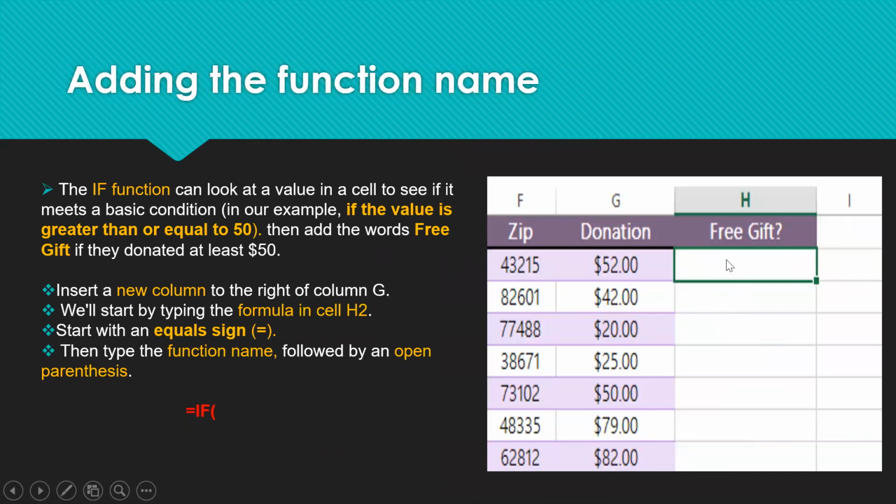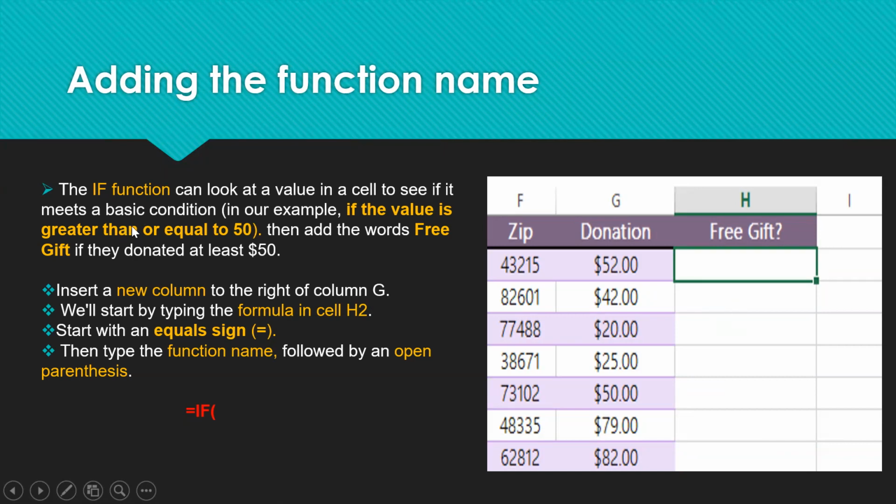We want to write free gift or not based on the donation. Let's say the donation is 52. We should get a free gift here. If the donation is less than 50, what should we get here? We should not write anything here. So this is what we are going to type.